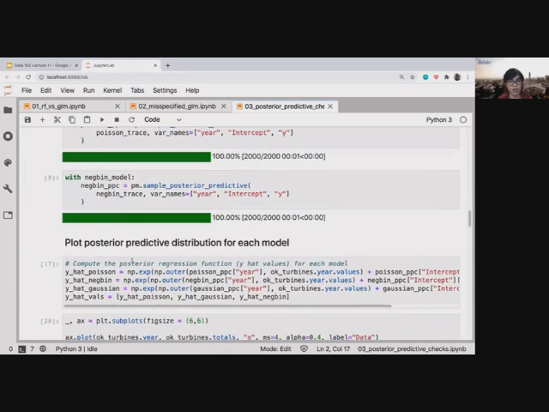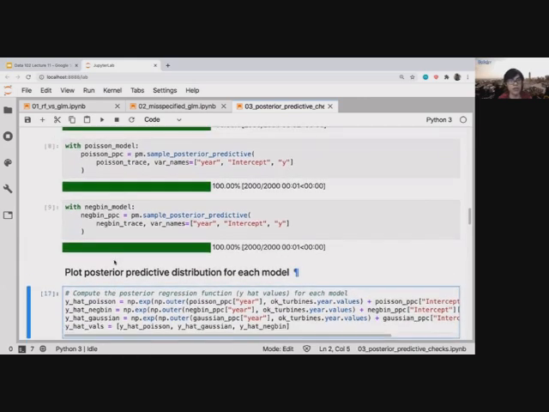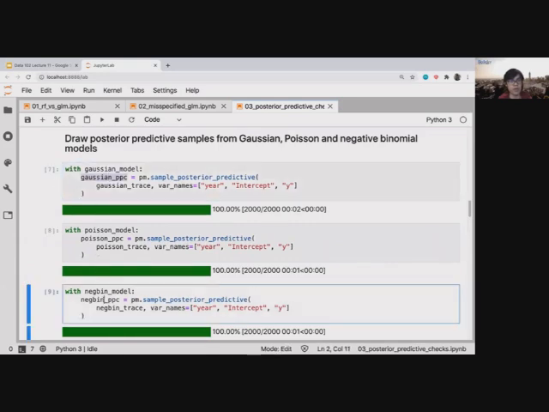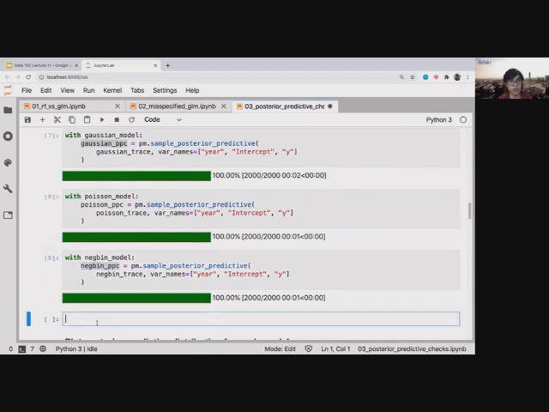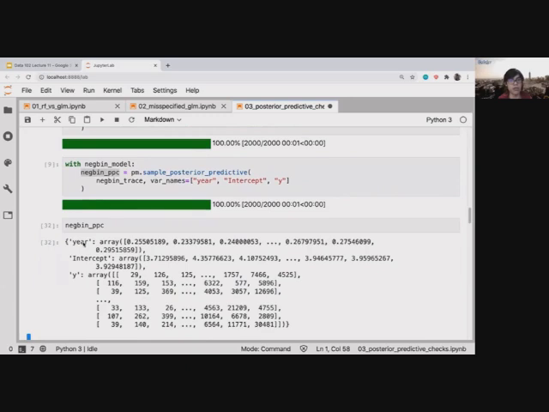And now, what do we do? Let's take a look at this. I'm going to do this for the negative binomial. Here you can see that this is a dictionary with 3 entries, and it has an entry for each of the variables. Year over here is going to be the beta coefficient for the year feature. Intercept is going to be the intercept, and y will be our y replicates.